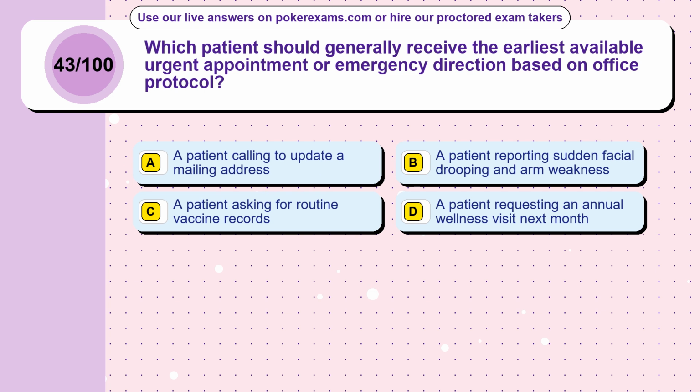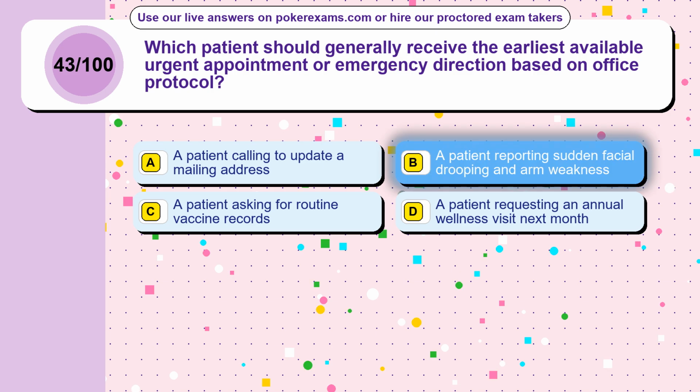Question 43. Which patient should generally receive the earliest available urgent appointment or emergency direction based on office protocol? Option A. A patient calling to update a mailing address. Option B. A patient reporting sudden facial drooping and arm weakness. Option C. A patient asking for routine vaccine records. Option D. A patient requesting an annual wellness visit next month.